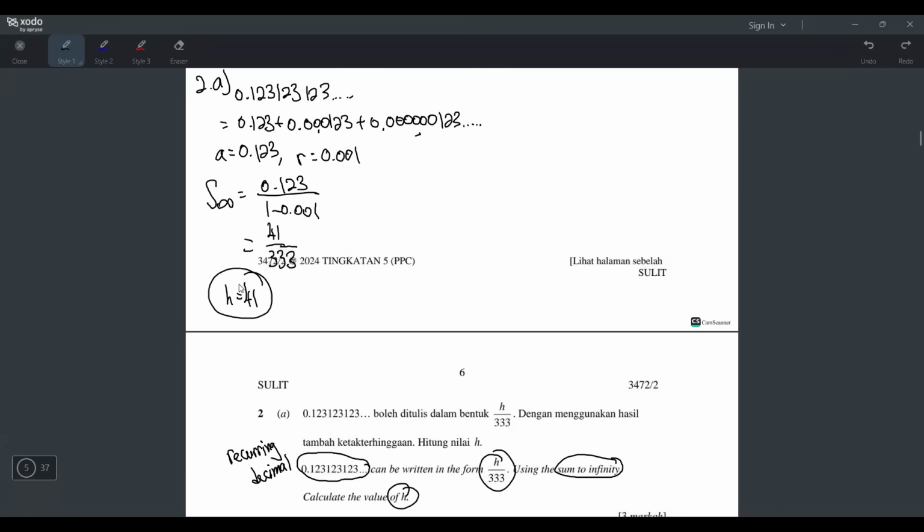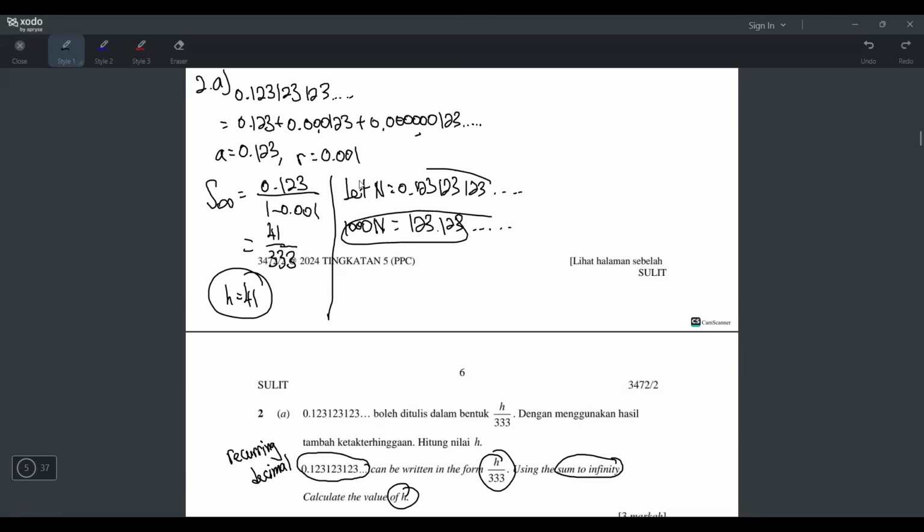Okay, there's another method to convert. Let me just explain quickly what the other method is. You let n equal to the recurring decimal lah. You let n equal to this, and then you take n times 1000 because it repeats after 3 digits. If it repeats after 2 digits, you times 100. If it repeats after 1 digit, you times 10. But this one times 1000 because it repeats after 3 digits, and then you get 123.123, something like that.